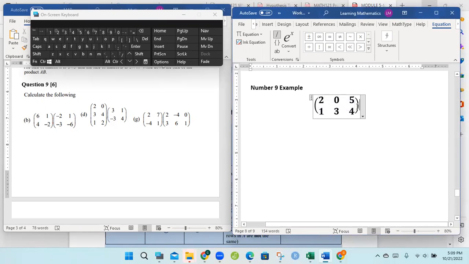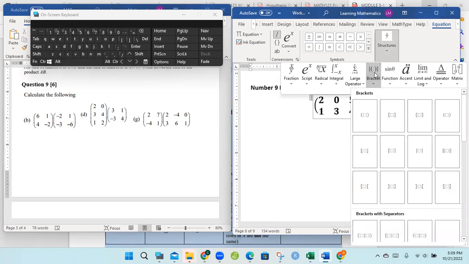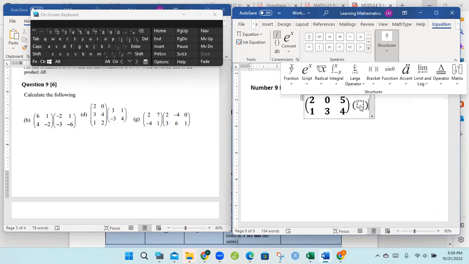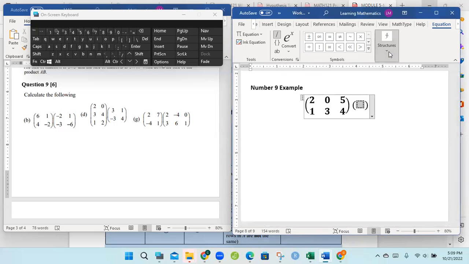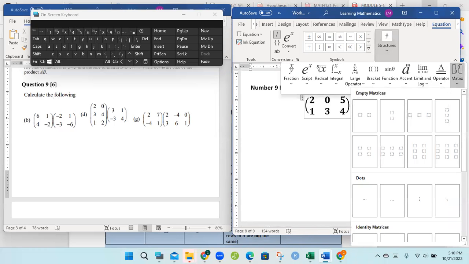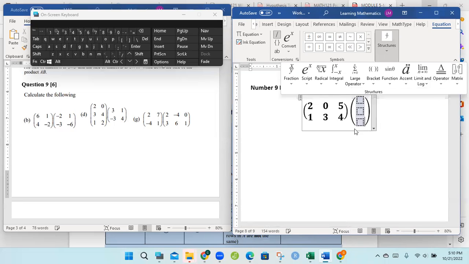Now, that's my first matrix. 1, 2, 3 across. So if I have 1, 2, 3 across, for multiplication to be possible, I must put a matrix there, 1, 2, 3 down. Here it is. 1, 2, 3 across. 1, 2, 3 down.